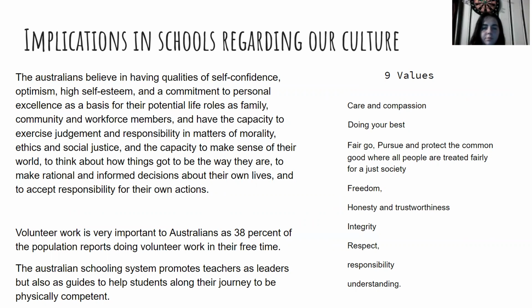The nine important values in Australian schooling are care and compassion towards others and towards yourself, and doing your best in life, in school, and outside of school. A thing called fair go, which is pursue and protect the common good, where all people are treated fairly for a just society. Freedom, celebrating the many freedoms and rights that you get as an Australian citizen. It's one of the more free countries in the world. Honesty and trustworthiness, integrity, like living with a high moral code and not lying and being disrespectful towards others. And then the next one is being respectful, respect.